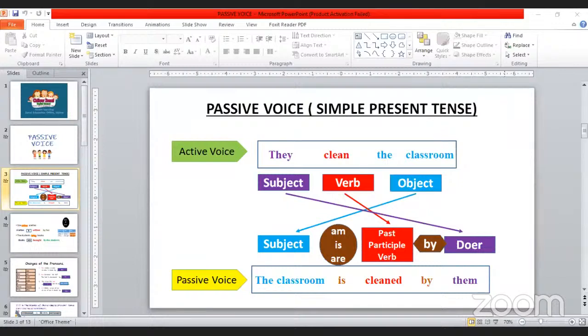Right. Books. To select the object, books. Next, we have to select the helping verb. Books are, bring becomes brought. And the students. By the students. Books are brought by the students. Right. Let's go to the next slide.